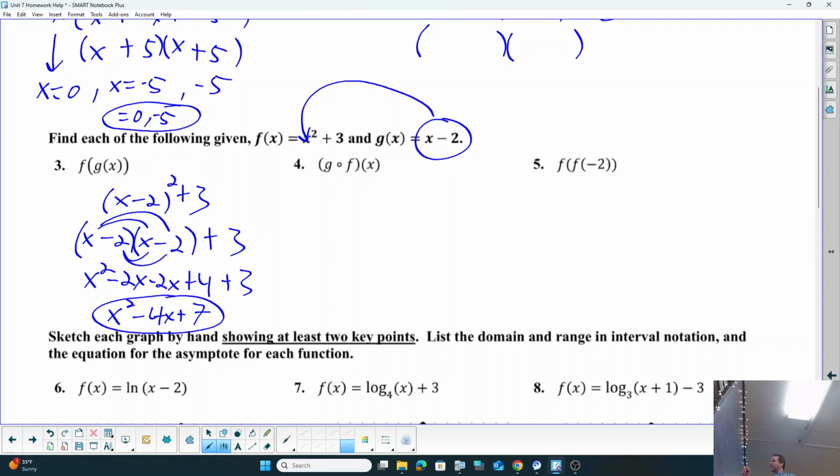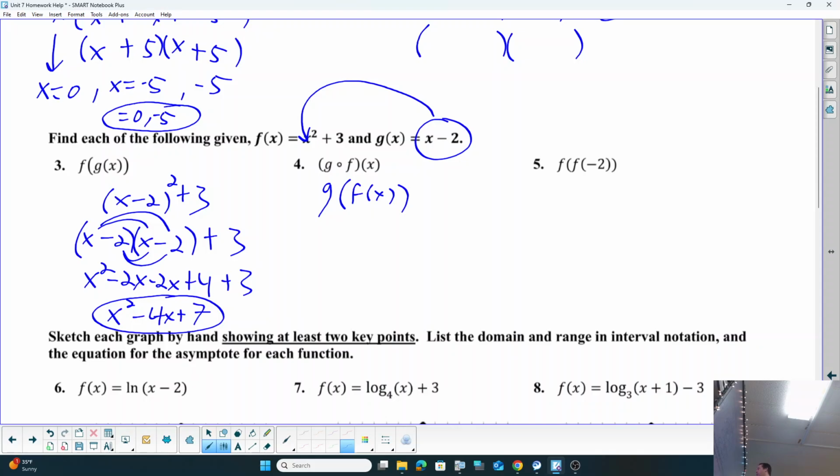Give it a try. So this is doing g of f of x, basically, is what that one's doing. Don't forget that the circle just means composition.